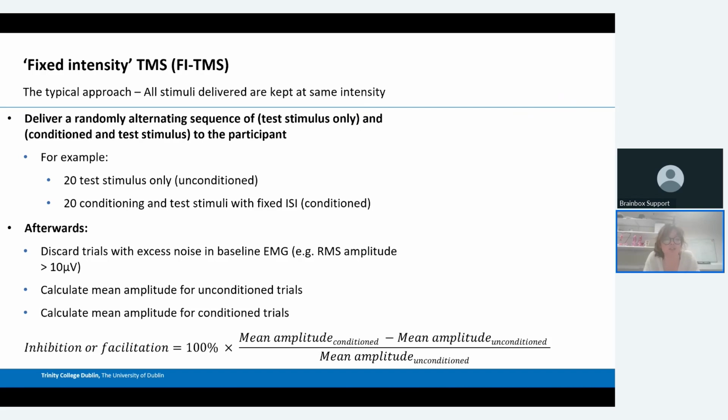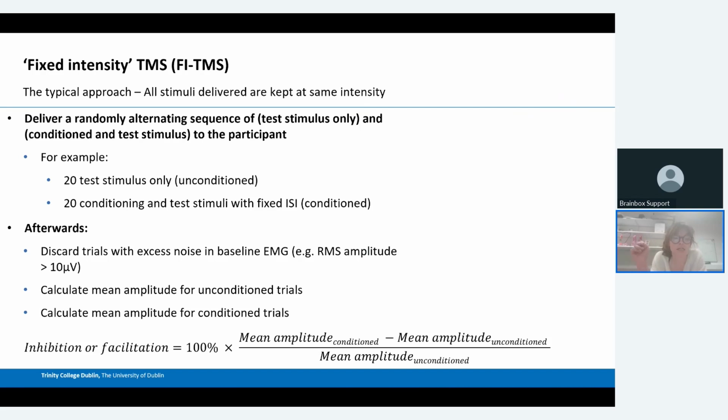So you collect your overall 40 sets of data points. Now, in reality, you randomize them together. You wouldn't ideally do the 20 single pulse or test stimulus only ones first and then the 20 paired. You'd randomize them together. So you do that, and then you go home or you go back to the office and you have your data.